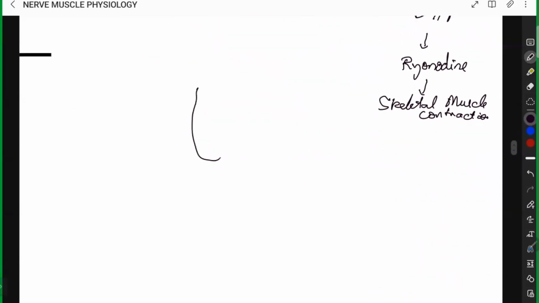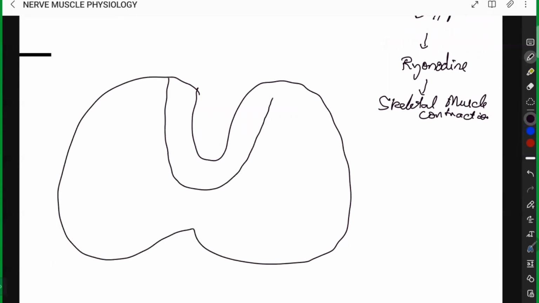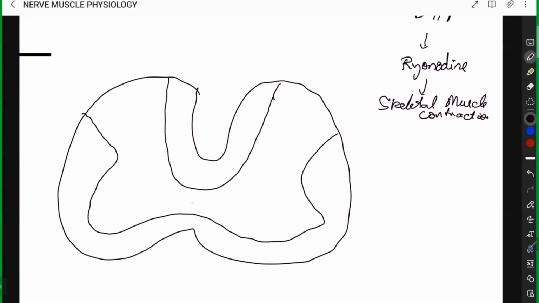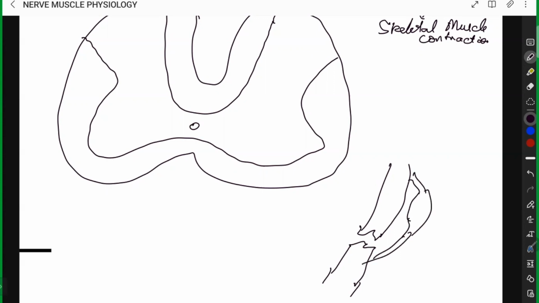Now you all know that this is going to be your spinal cord. You're going to have a gray matter and a white matter. Okay, so what happens is, this is considered the humerus. Then you're going to have another one, the radius and ulna. Remember it like this. So you're going to have the biceps brachii, which is attached like this.